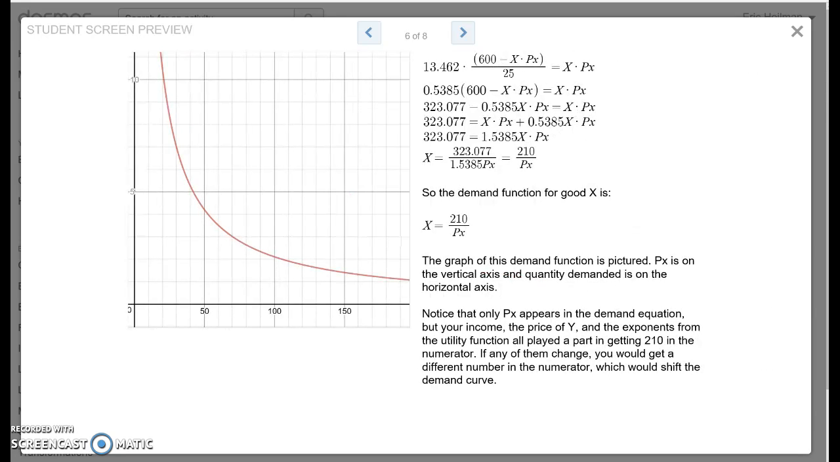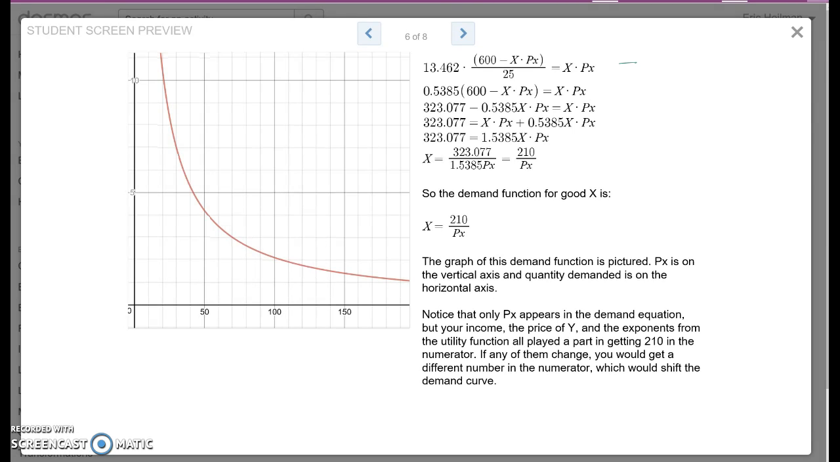Okay, so this is all the algebra to solve for x. This is where we left off on the previous slide, so that's just copied over. This step, I just divided 13.462 divided by 25. So I just simplified this. In the next step, I just distributed the 0.5385 to both the terms in here. Now I'm trying to move everything that has an x in it to the right-hand side. So this term has an x in it, so I want to move it over. So I added that to both sides.